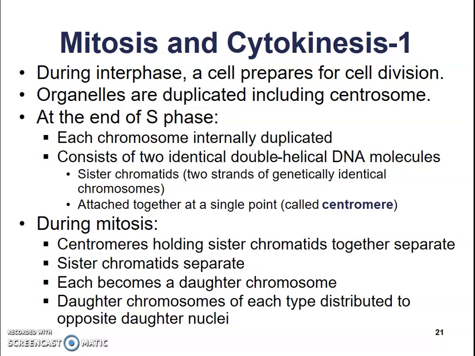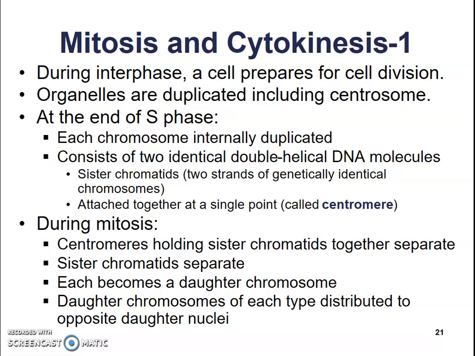During interphase, a cell prepares for cell division. We've already talked about that. The organelles are duplicated, and at the end of the S phase, we have 2 copies of the DNA. Each chromosome has doubled, and it consists of 2 identical sister chromatids that are attached at a single point in the middle called a centromere. This is when they make the characteristic X shape when they are condensed, getting ready to divide.